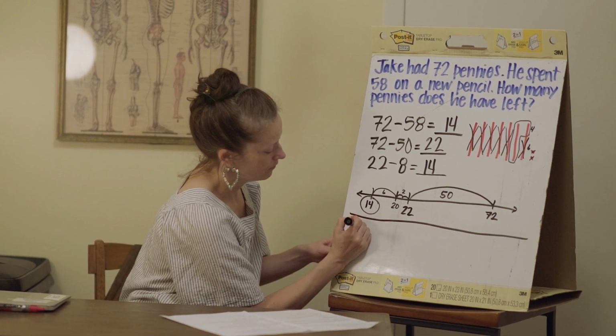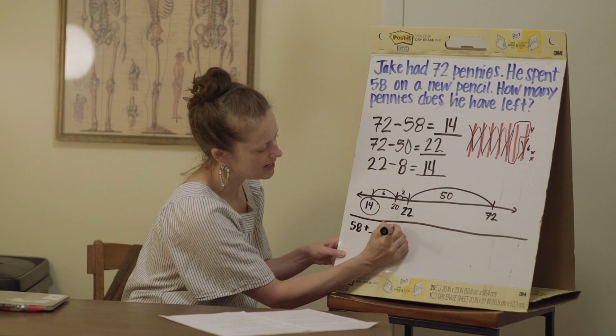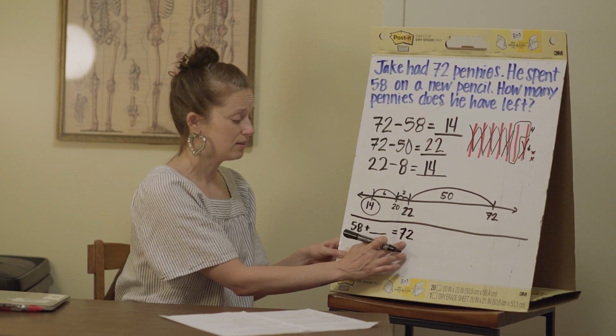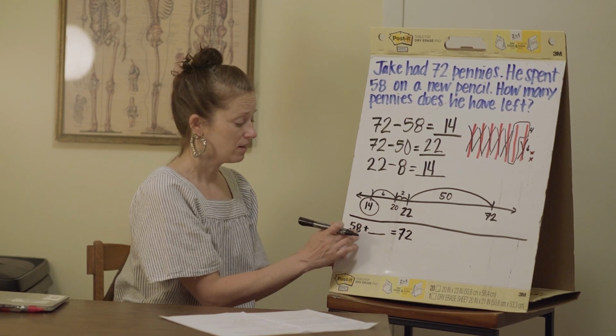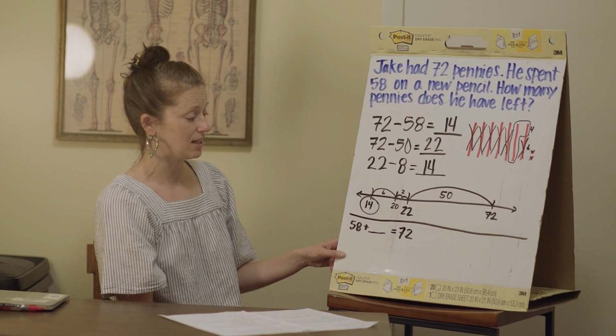Well, I know he got rid of 58. So I want to know what plus 58 is going to get me to 72, because I knew he had 72 altogether. He got rid of a certain amount, and then he ended up with 58. So I need to figure out what plus 58 is going to get me to 72.